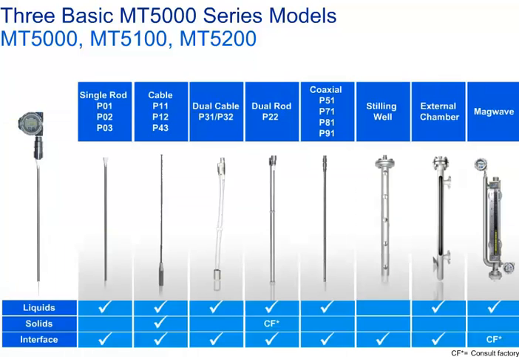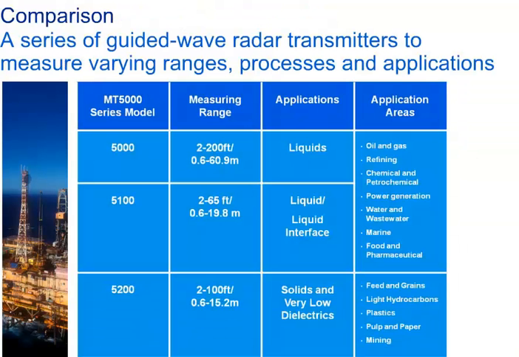The specification datasheet is a great resource for determining the best probe selection by looking at process material dielectric versus measuring distance. This chart will give you an overview of typical probe selections for liquids, interface, and solids applications. Remember that the cable and rod probes can be modified in the field in order to custom fit the probe for the application conditions. Comparing the different MT5000 series model configurations, we can see in what industries each model is most commonly used, as well as the measuring ranges for each.